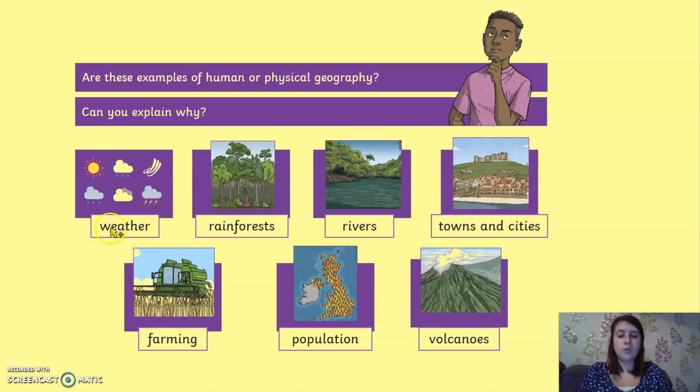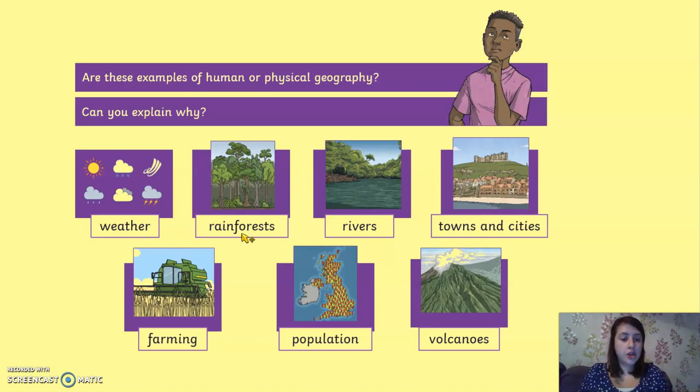Okay, so things like the weather is obviously physical geography, because that isn't affected by us. We haven't made the weather, that just happens naturally. Similarly, rainforests, okay? We talked about rainforests in different climate areas and how they happen. Now, they can be affected by human geography, by things like climate change that we talked about, but they are a natural physical part of geography. Similarly rivers are naturally made, and volcanoes are naturally made by the tectonic plates, which we discussed last term.